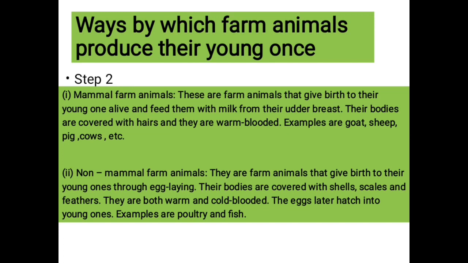Talking about the snails. Their bodies are covered with scales and feathers. They are both warm and cold-blooded. For example, if you look at the poultry, birds, they are warm-blooded, and when you talk about the fishes, they are what? Cold-blooded, because they stay in water. Water is their natural habitat.